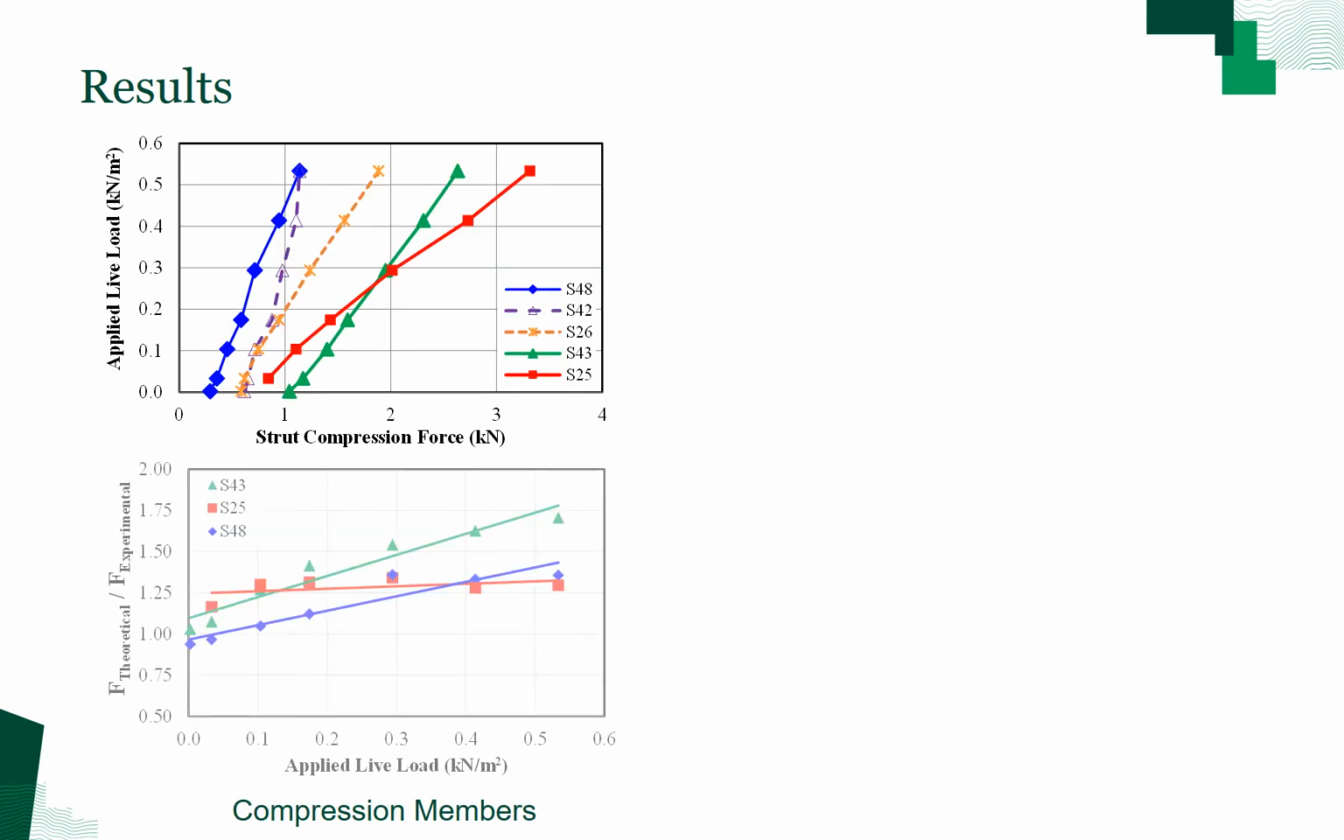This figure here illustrates the compression forces in the instrumented struts under loading. The response to load is generally linear, with a maximum force of approximately 3.3 kilonewtons recorded in strut 25. The ratios of theoretical to experimental compression forces for three struts are shown here for each increment of live load. While there is broad agreement of the forces under self-weight, it is evident that the theoretical and experimental values diverge in a linear manner as load increases, with the experimentally recorded values less than those predicted by the analysis model.